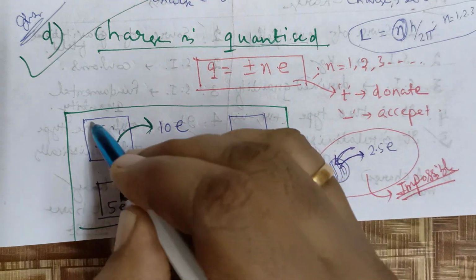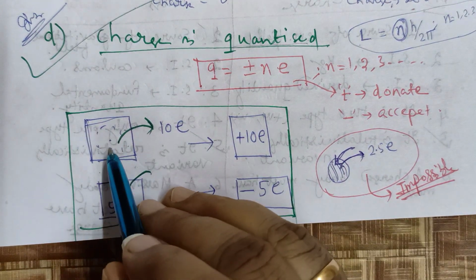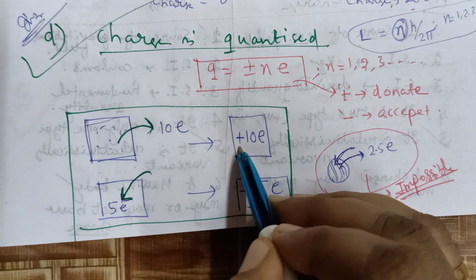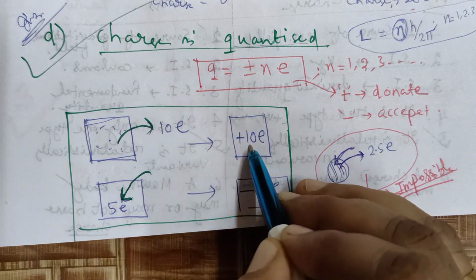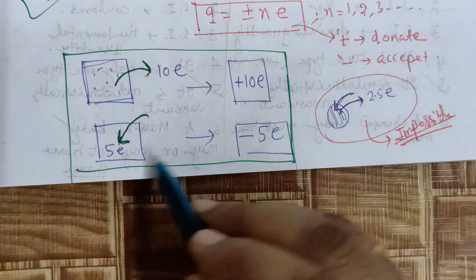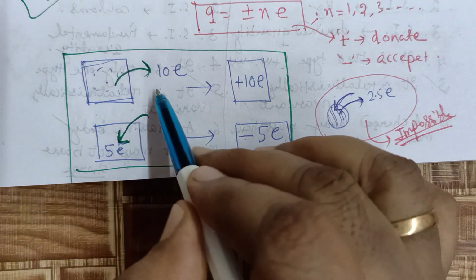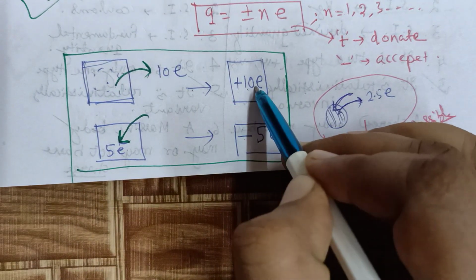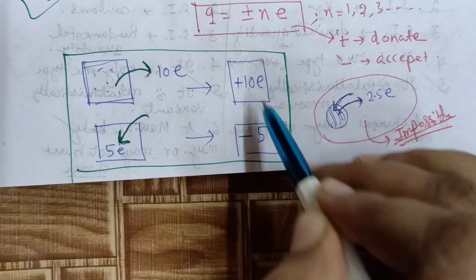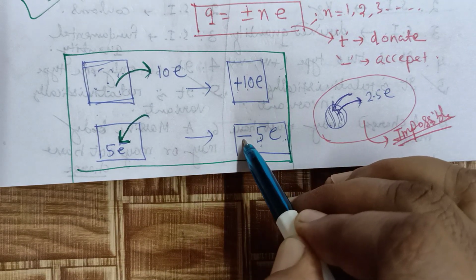Here you see what happens. This is a neutral body. Listen very carefully. This neutral body donates 10 electrons. Donate means positive charge, so the charge is 10e. If it accepts 5 electrons, accept means negative, so the charge will be minus 5e. Here the charge of the body is expressed as a 10 multiple of e, and here as a 5 multiple of e. 5 and 10 are integers. Positive sign for donation of electron, minus sign for acceptance of electron.